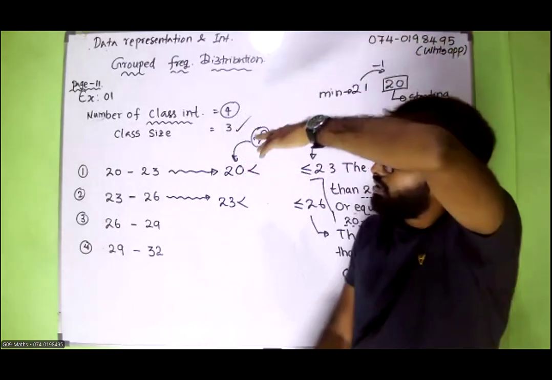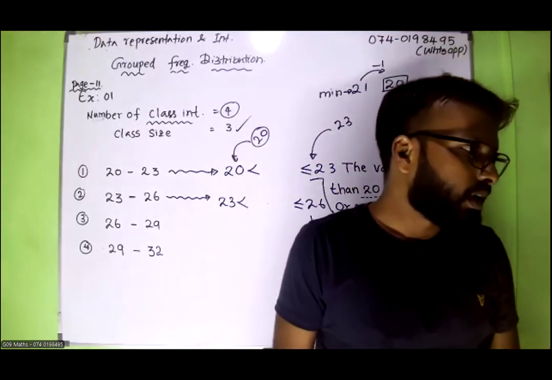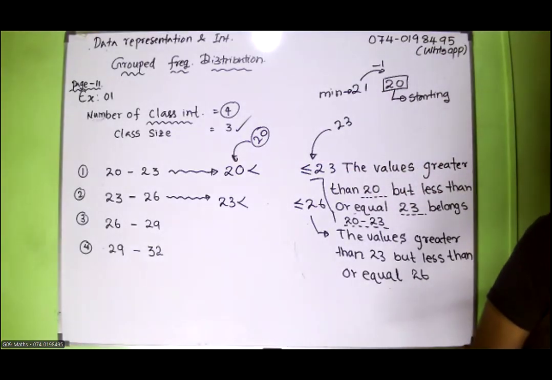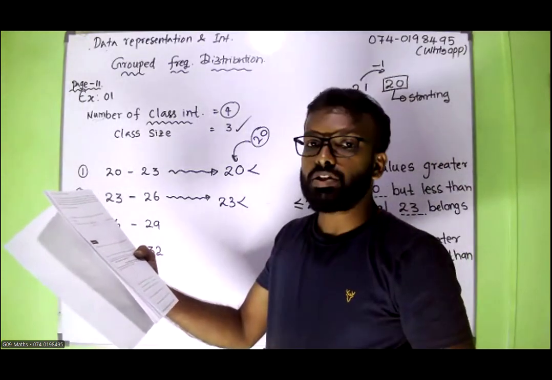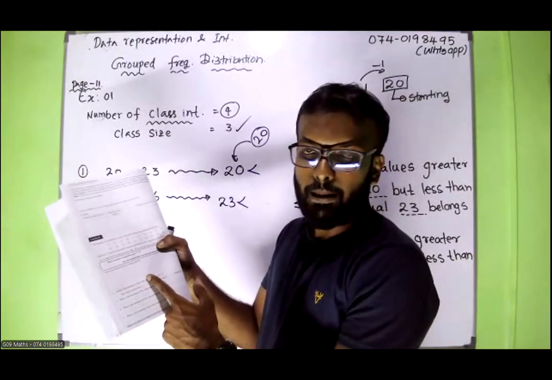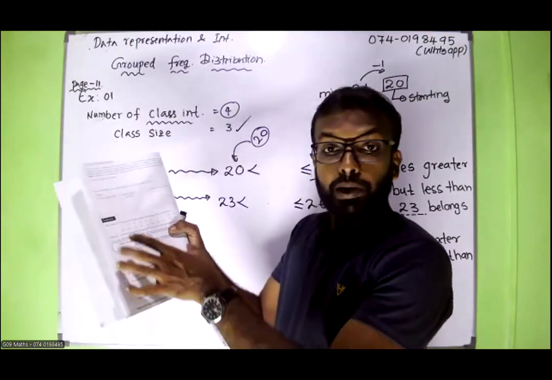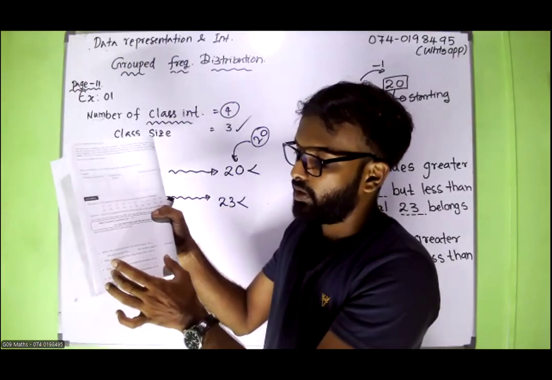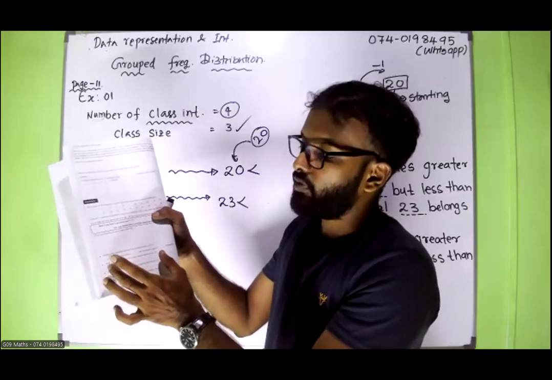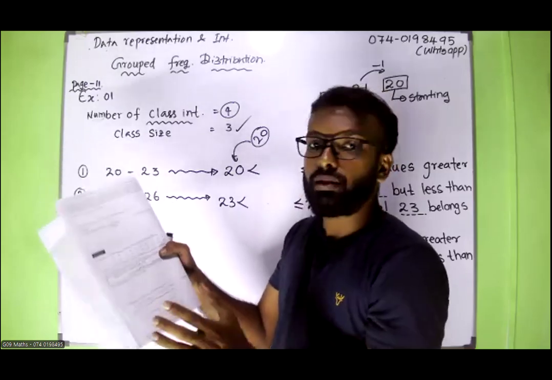All the values for the class interval belong to the same class interval, respectively. So here you have the meaning of the first class interval, which is 20 to 23. That is the first one. Then I have repeated the same thing over the page for the second, third, and fourth. So you have to write them out.